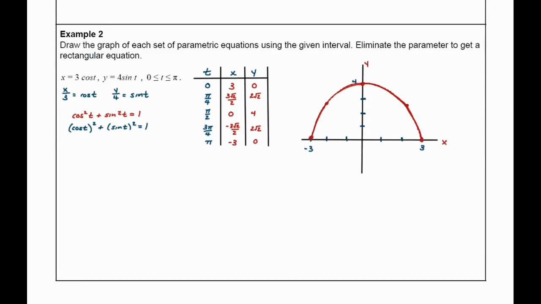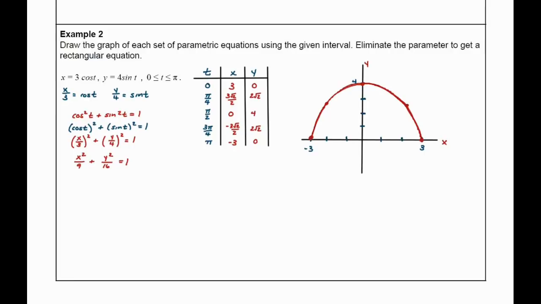And the reason I would do that is I have an expression for cosine of t in terms of x, and I have an expression for sine of t in terms of y. So I can replace that cosine of t with x over 3, and I can replace that sine of t with y over 4. And when I do that, that's equal to 1. I would square that fraction, so I get x squared over 9 plus y squared over 16 equals 1, and that is our rectangular equation for this set of parametric equations.